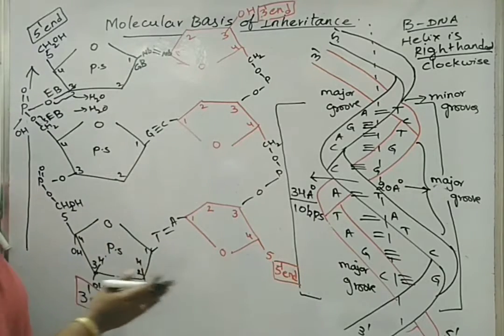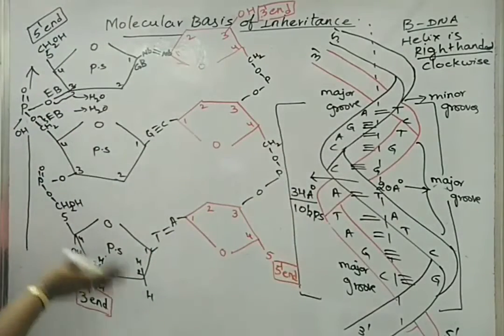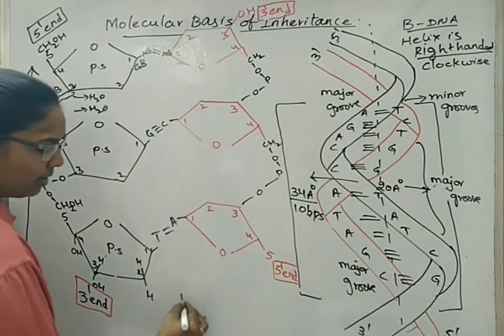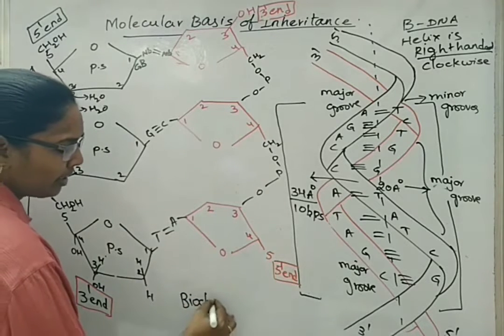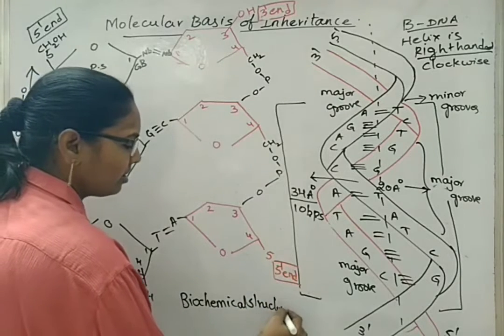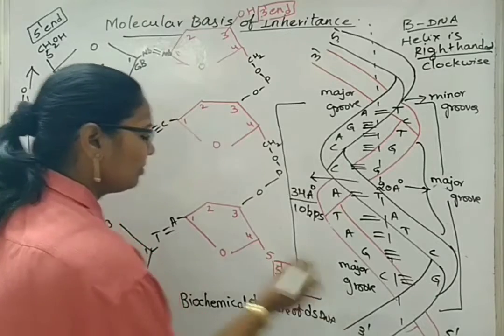So now, this is about the double-stranded helical form, and this is known as the biochemical structure of the double-stranded DNA. Again, this is the biochemical representation of the structure of DNA, double-stranded DNA.